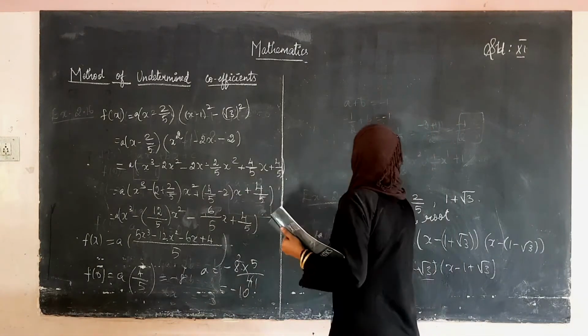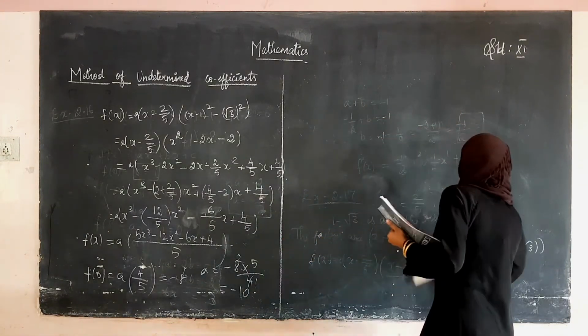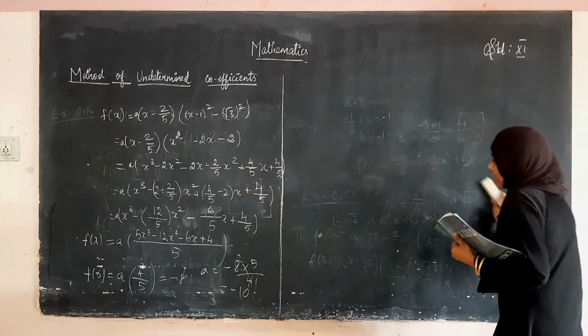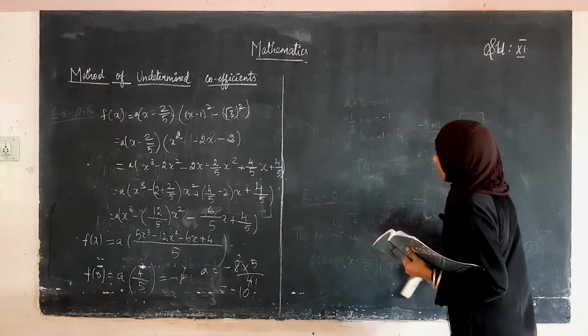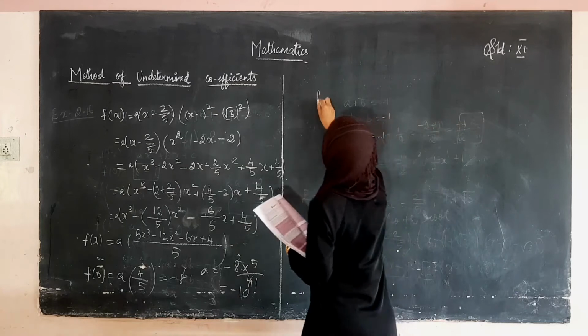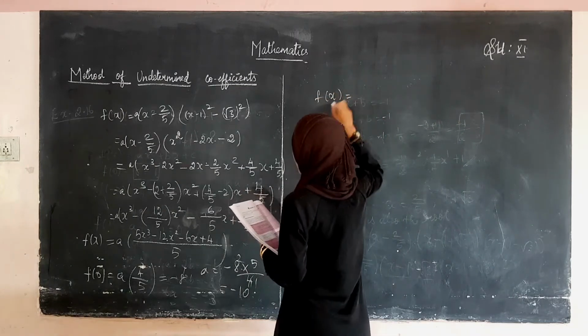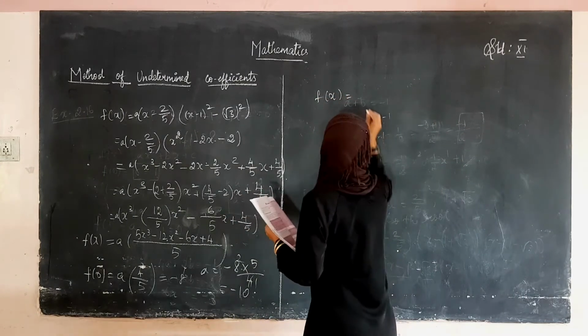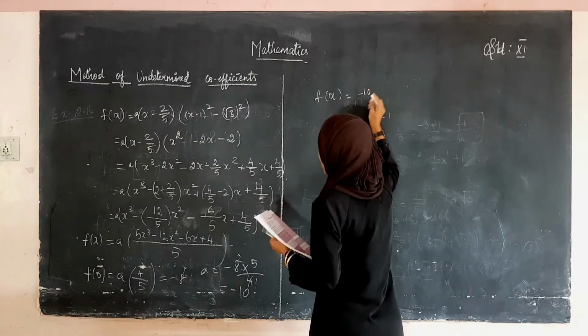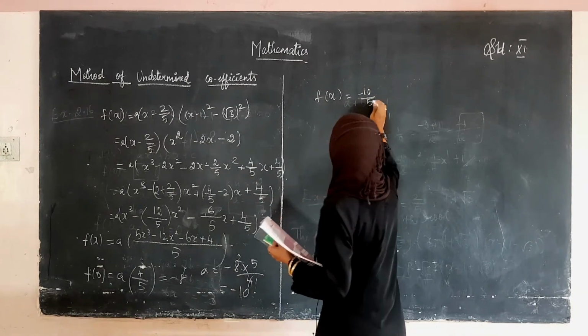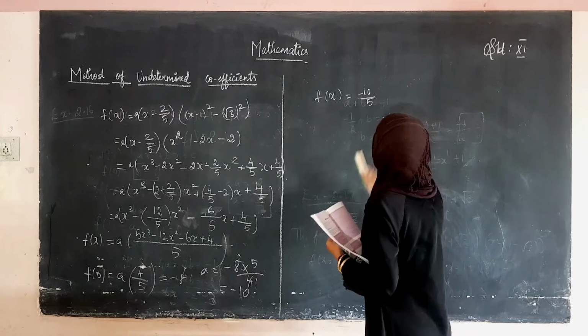So, we have to substitute the value of a in the required polynomial equation. So, we find the required polynomial equation as f of x. Therefore, f of x will be equal to minus 10 divided by 5. So, what happens? Minus 10 divided by 5 is minus 2.